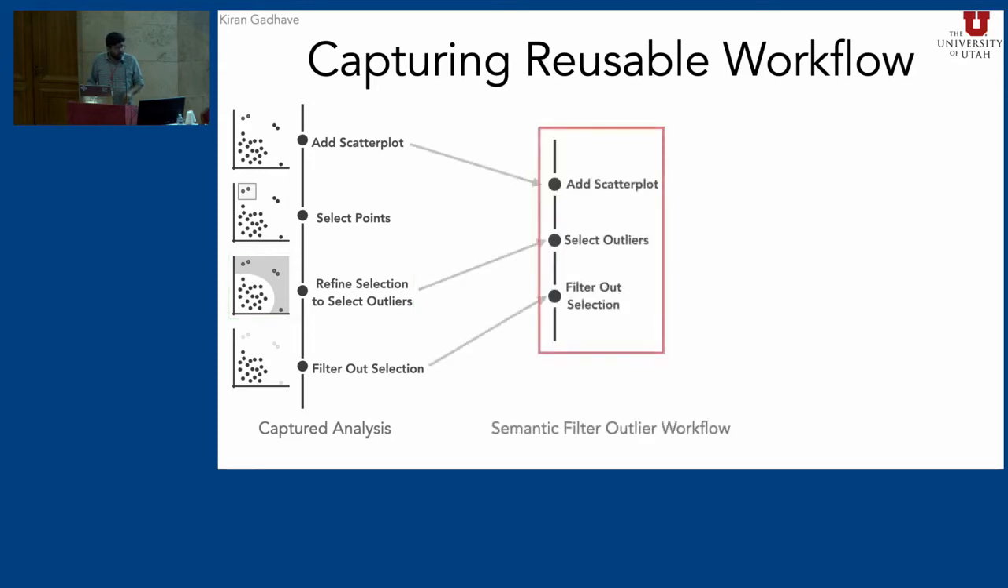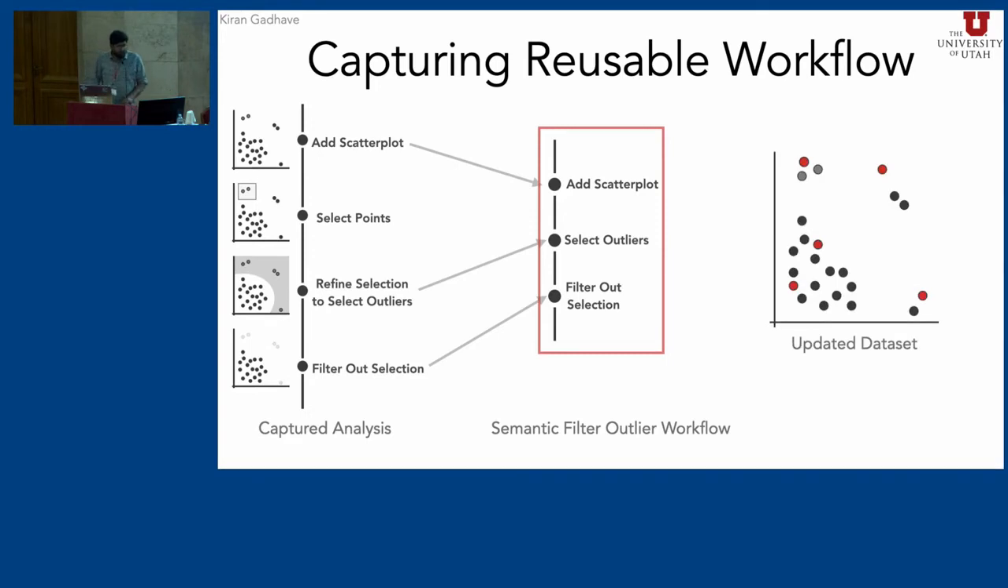Now they can curate a semantic filter outliers workflow from this provenance. For example, here they have the addition of the scatter plot, or more generally a view specification, selecting the outliers using just the outlier algorithm, and then filtering out the selected outliers. You can notice in this case, you don't actually need to store the manual selection in the semantic workflow itself, because it is replaced by a better selection. Now we have an updated dataset here, which has 5 new points added, 3 outliers and 2 inliers.